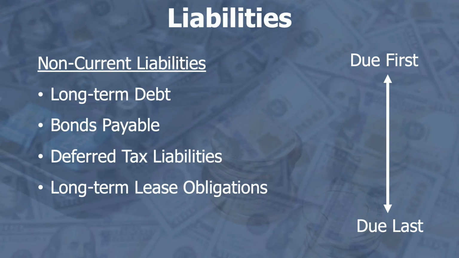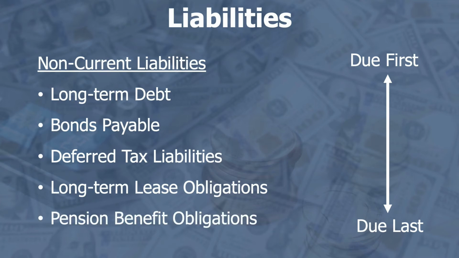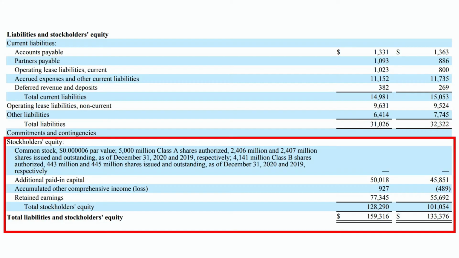So this could be leases on land or buildings or any other assets where the payment won't be made for at least another year. And there will also be pension benefit obligations. So this is retirement benefits due to any of the employees in the future. And the liabilities will be shown in terms of which payments are due first, going down to which ones are due last. So then after that, we move on to shareholders' equity.